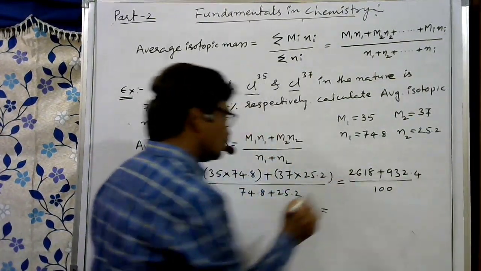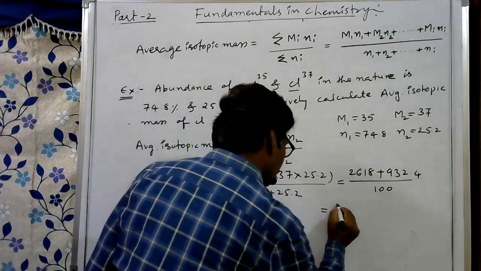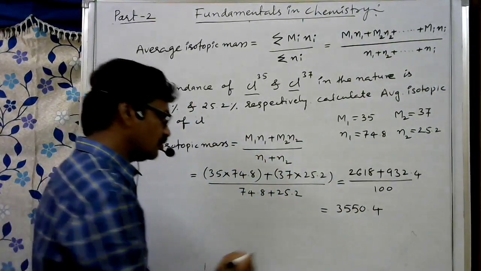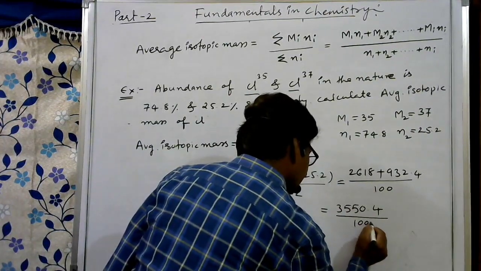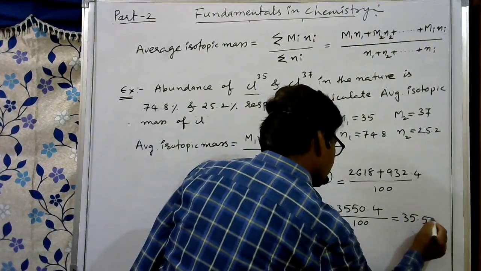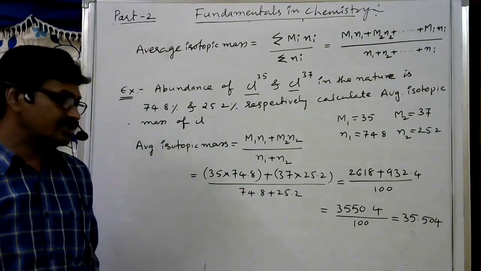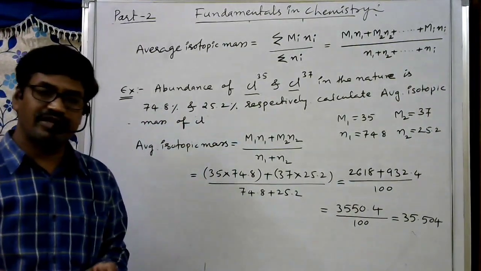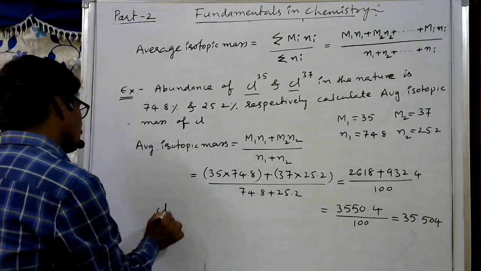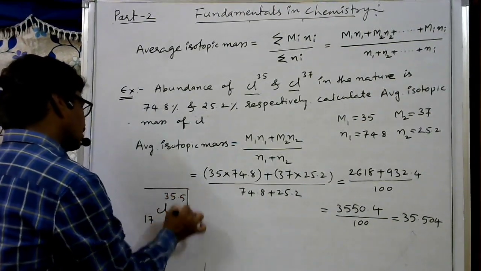So here 2618 plus 932.4 equals 3550.4. 3550.4 by 100, how much will it be here? 35.504. This is the atomic weight or atomic mass of chlorine. So how much did you get? 35.5. 35.5 is a fractional value. So we can write chlorine like this: chlorine 17, and here 35.5 for chlorine.